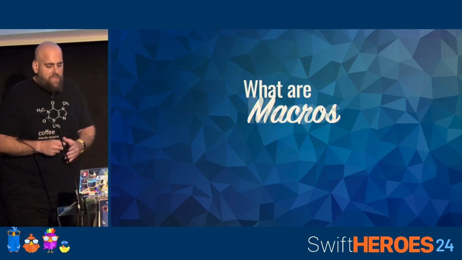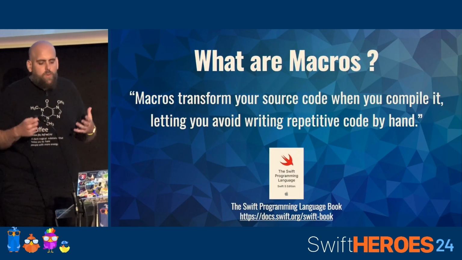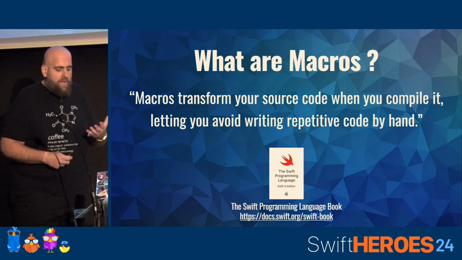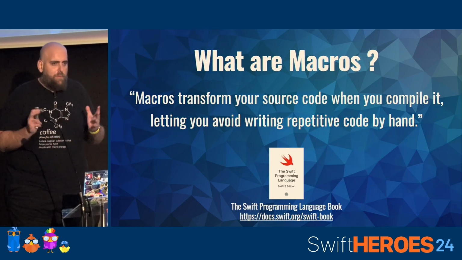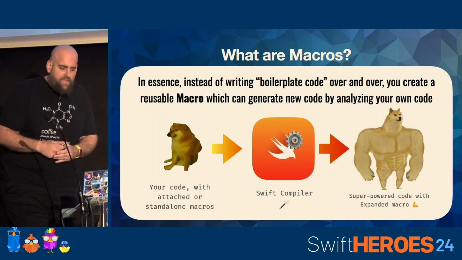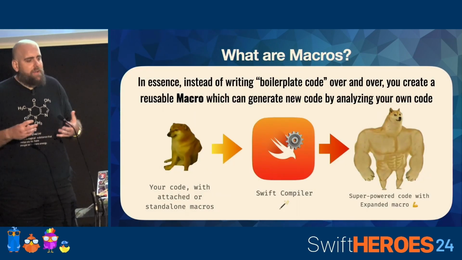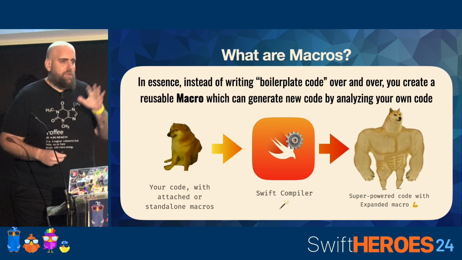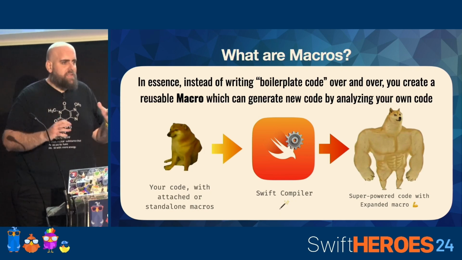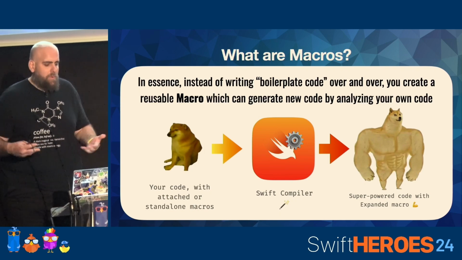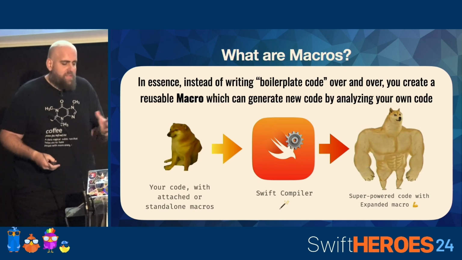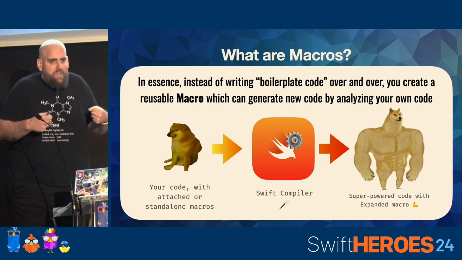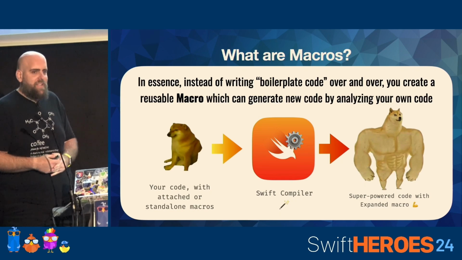So what are macros? At the very basic level, Apple says that macros transform your source code when you compile it, letting you avoid writing repetitive code by hand. This is the official definition. But in essence, what it means is just that instead of writing boilerplate code over and over, you create a reusable macro once, and you put it in your code in multiple places. You can just keep reusing it over and over. So if you have your code with some attached macro, it goes through the Swift compiler and becomes this beefed up, super-powered code with the expanded macro.